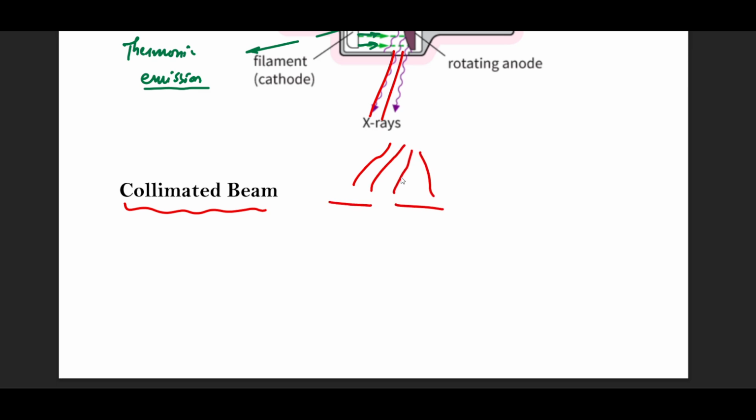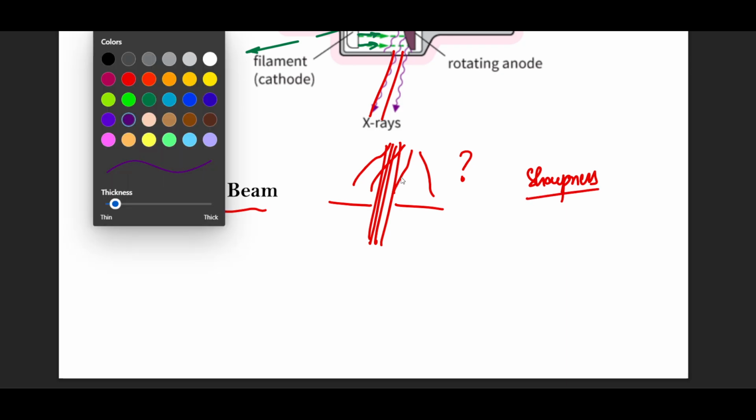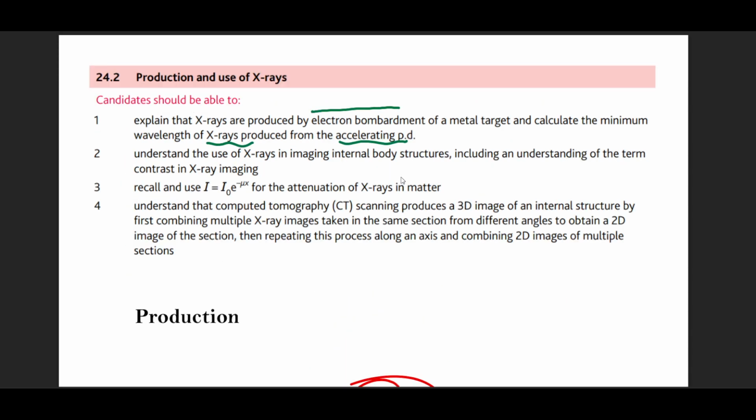So collimated beam simply means that X-rays are scattering in all directions, so we place a filter in front of them to make sure that all the X-rays coming out of this X-ray tube are in a straight line. Why do we need them to be in a straight line? We'll get to that later, because that deals with sharpness and basic image quality, right? So we understand how X-rays are produced, and where this accelerating potential difference is going to help. We'll get to that later as well, because that deals with contrast and imaging quality, right? So we have covered point number one.